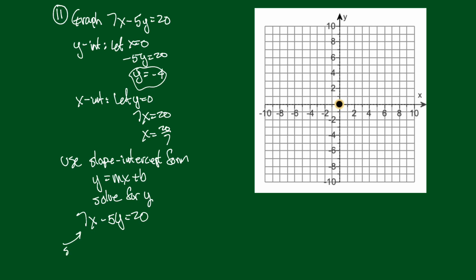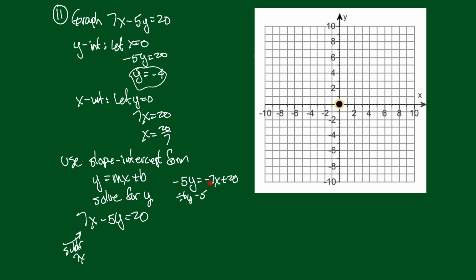Let's subtract that 7x, so we'll get, I'll do it up here, negative 5y equals negative 7x plus 20. And now divide by negative 5. So divide by negative 5, divide here, divide here. Now it's okay to get a fraction here. That won't be a problem. So what I'm going to get, though, is this.